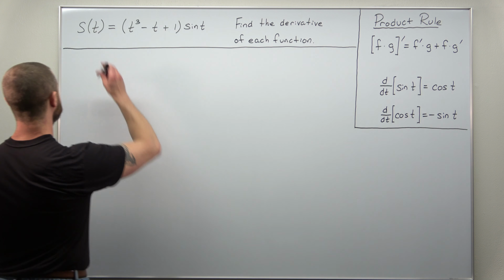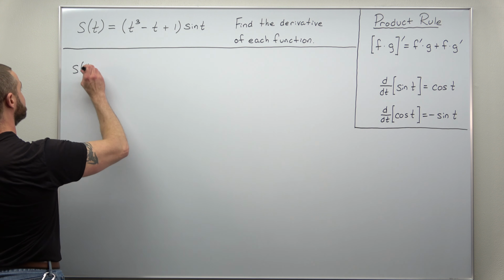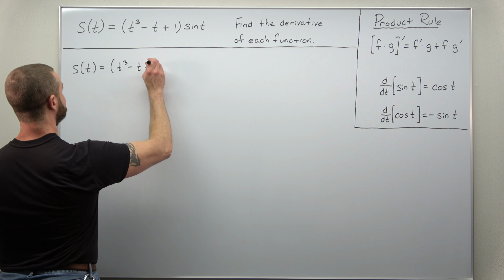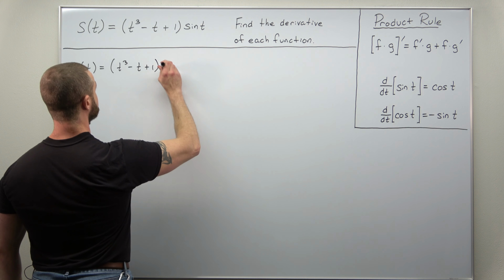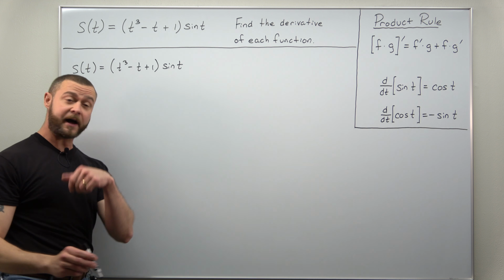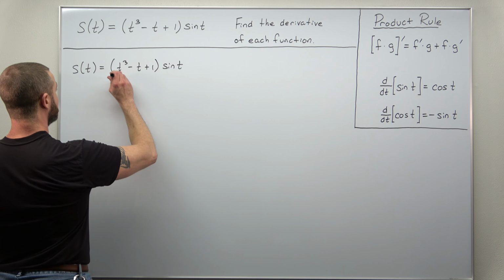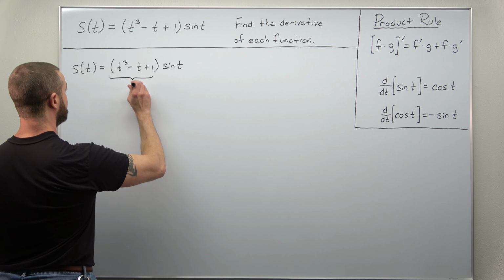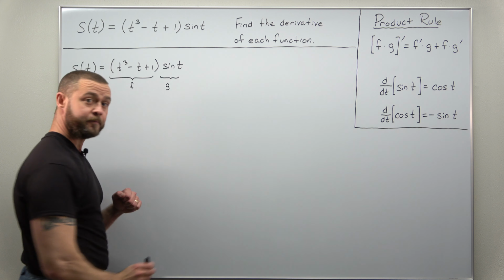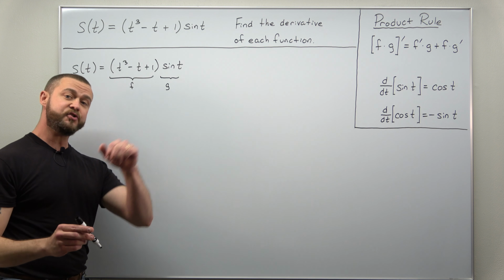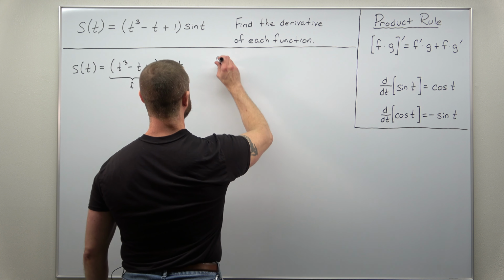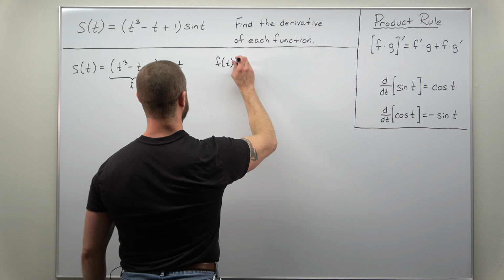So let's rewrite our function here. We have it as a function of t cubed minus t plus 1 times sine of t. So we'll apply divide and conquer here. It's written straightforwardly as a product. We'll call that f, and we'll call that g. But now, instead of f of x and g of x, we're going to write it as f of t and g of t. So let's write that off to the side as usual.